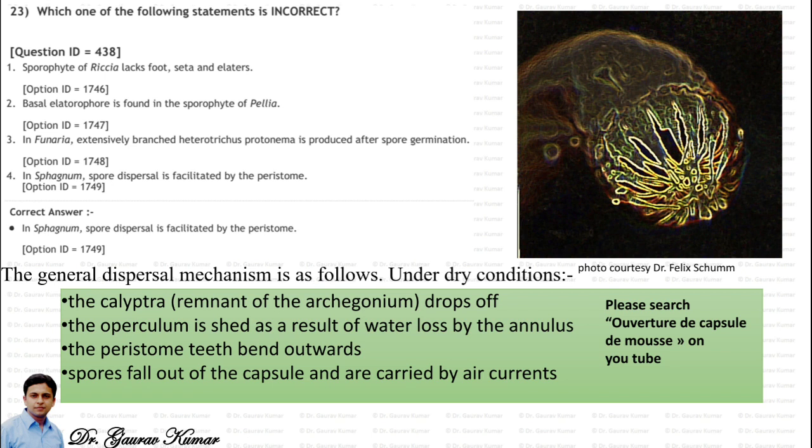So the answer, this first option, D1, that is, in Sphagnum spore dispersal is facilitated by peristome, is wrong, because in Sphagnum it is the pressure that is created inside the capsule, and there is no peristome. Because of just that pressure, the spores come out, and the pressure ranges from around 3 to 5 atmospheres normally. So I hope you understood this question.